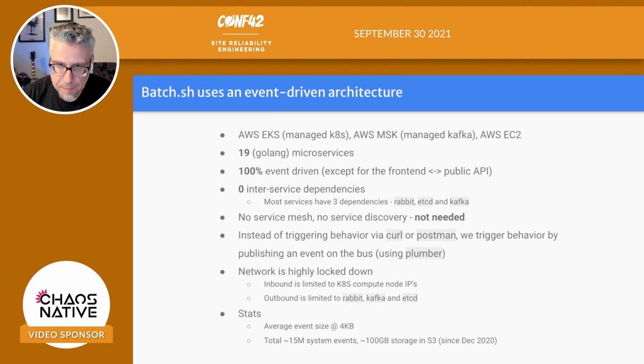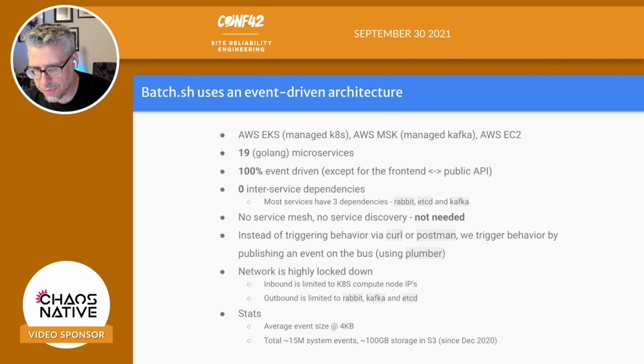Just as a quick side note, Batch is using, I think I already alluded to this, Batch is 100% event driven. So I'll just give you some quick stats as to what it means for us. Number one, we're a complete AWS shop. We are using EKS, we're using MSK, which is the managed Kafka, and we're using lots of EC2, plus whatever sort of random assortment of their other services, the basics of Route 53 for DNS and so on, and RDS in some cases. We have a total of, I think, 19, 20, maybe a little bit more, Golang services. All of them are based off of that Go template that I mentioned.